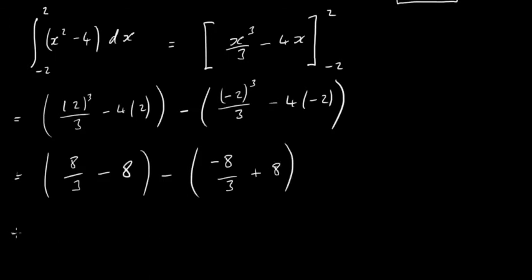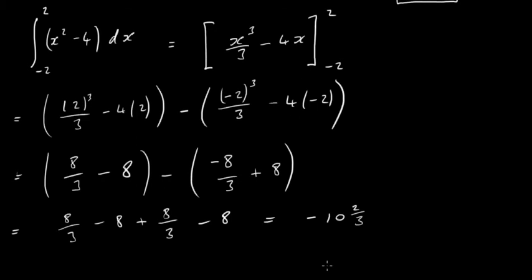Okay, so let's continue on again. I'll just take away the bracket, so we end up with 8 over 3 minus 8 minus minus 8 over 3, and then we end up with plus 8 here. Okay, so what does all that give us? We should end up with 8 over 3 minus 8 plus 8 over 3 minus 8. That will actually give us a negative number. That will give us minus 10 and 2/3.